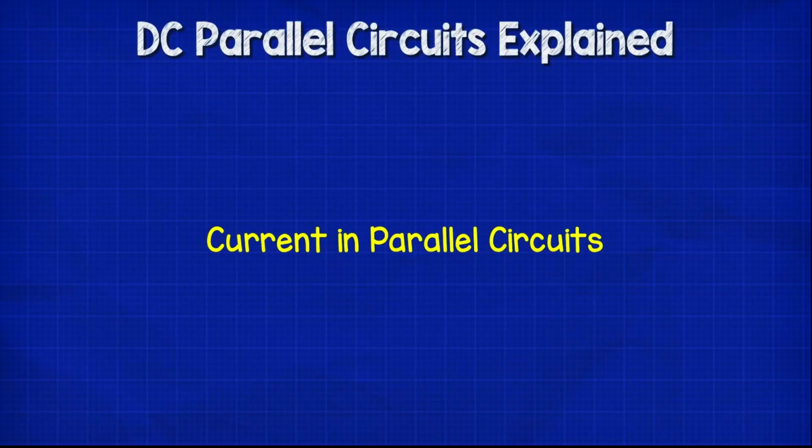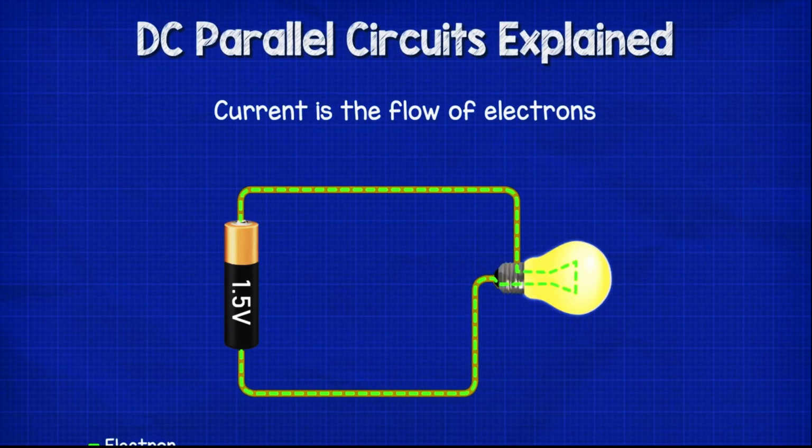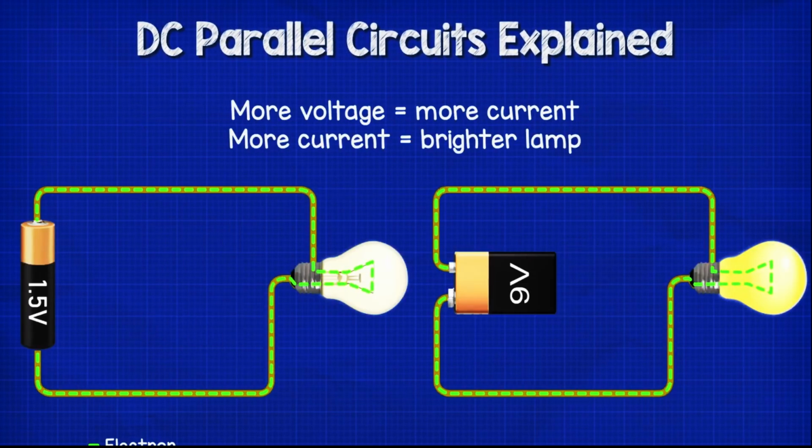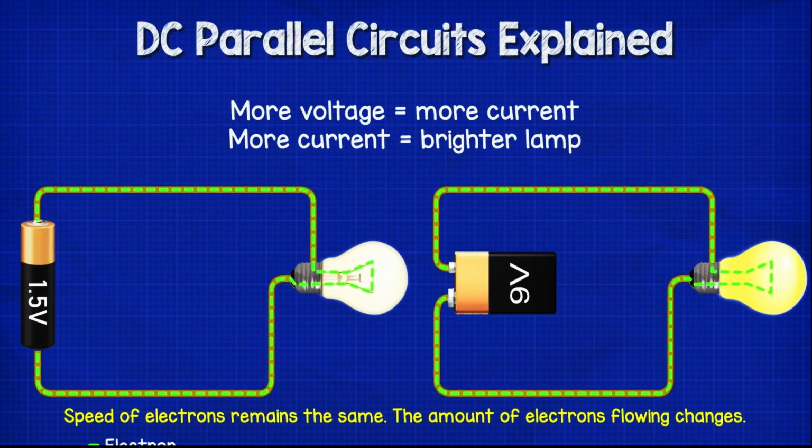So how does current flow in parallel circuits? Remember, current is the flow of electrons. We need electrons to flow in the same direction to power things like lamps. We apply a voltage difference across a component to force electrons to move. As we apply more voltage, more electrons will flow. The speed of the electrons remains the same, but the amount of electrons moving will vary.